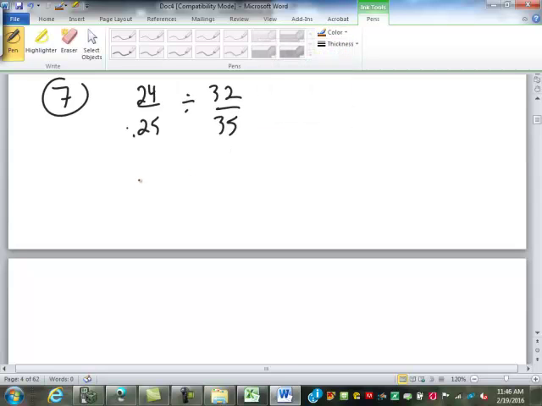But to do that, we got to remember to keep the first fraction the same. I caught a couple people inverting that first fraction. And it's the second, the one we're dividing by, that we take the reciprocal of. So this becomes 35 over 32.